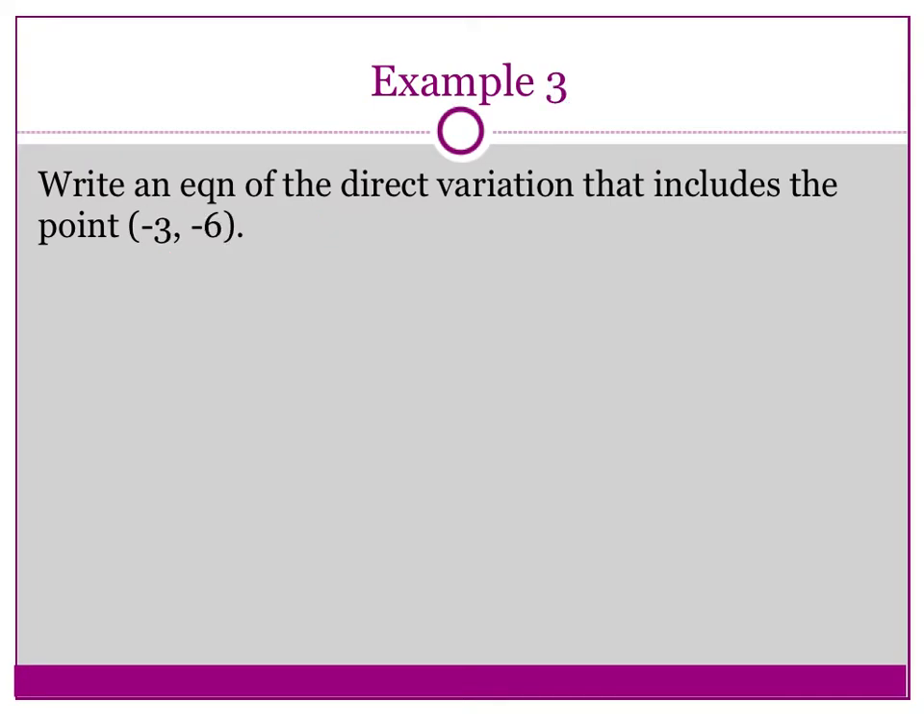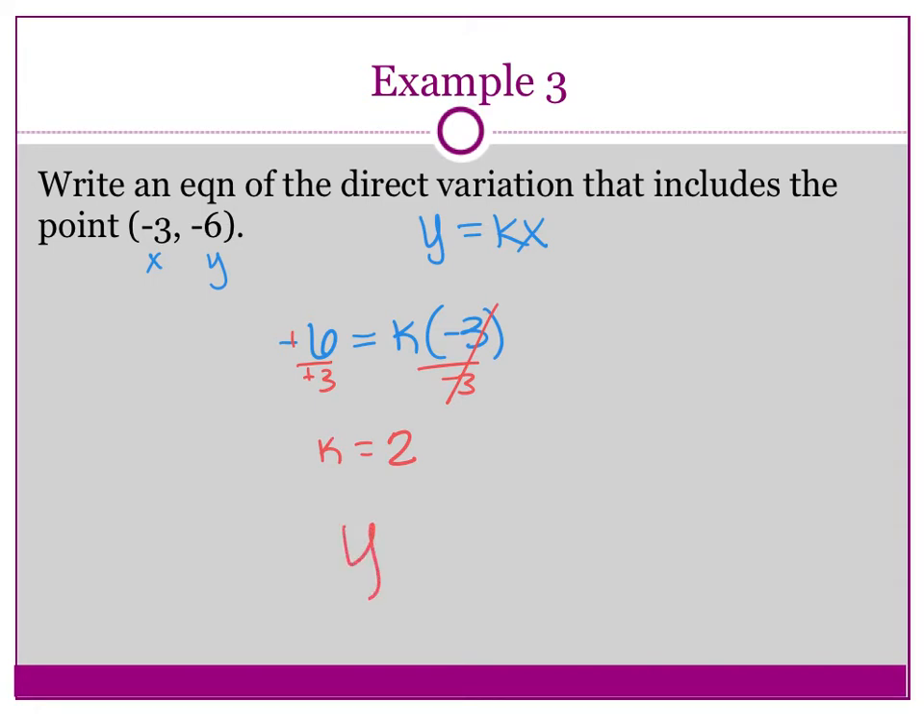Let's try it again. Example 3 says to write an equation of the direct variation that includes the point -3, -6. So again, I have x and y, and I'm looking at y equals kx because that's direct variation. So I plug in -6 for my y equals k times -3. I'm going to solve for my k value by dividing both sides by -3. And my negatives are going to cancel, so I'm left with k equals positive 2. And my equation then for direct variation is y equals 2x. And this is my final answer.